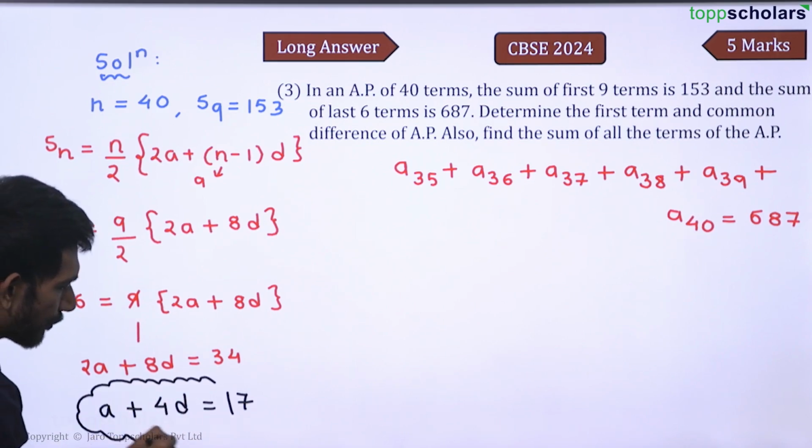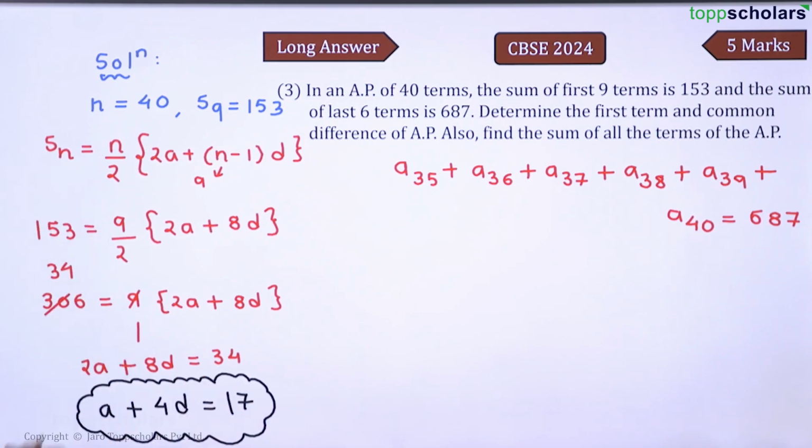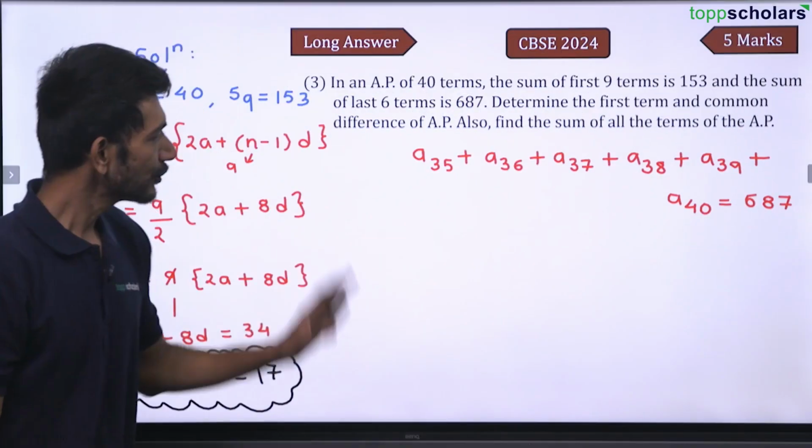Now this is an important result for us. Let us keep it aside. So a plus 4d is equal to 17. Okay, this is what we got. So now what do we have?